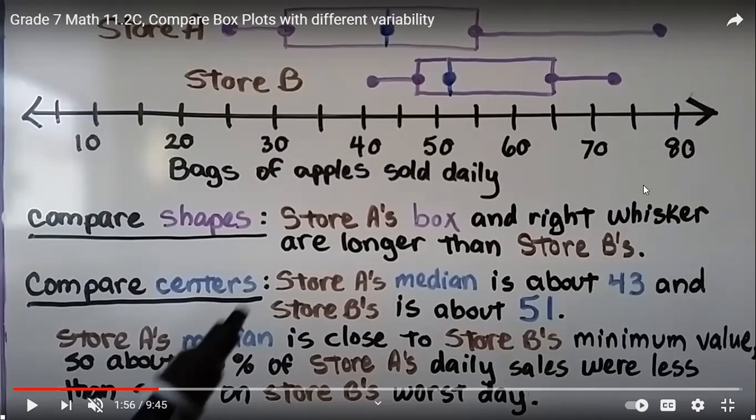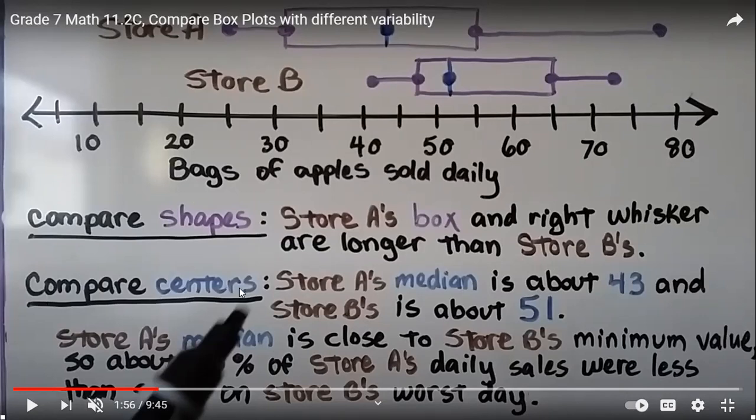So first, the spread. The spread represents a difference between the range, or the difference between the least and the greatest value. So if you want to compare the two stores now, store A's box and right whisker are longer than store B's. Look at this whisker; did you see? This whisker is longer than this whisker to the right side.